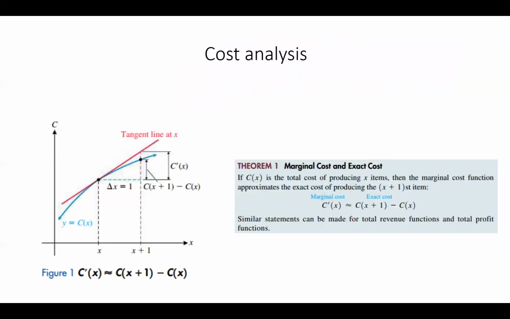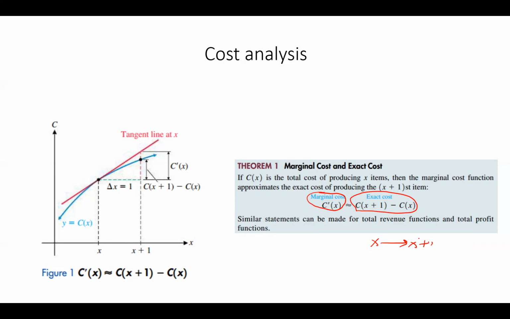So let's look at the cost analysis. The marginal cost, which is the first derivative of the cost function, is one entity. We also have another entity, which is called the exact cost, when x changes from x to x plus 1. So this is an entity, and we want to compare these two entities.